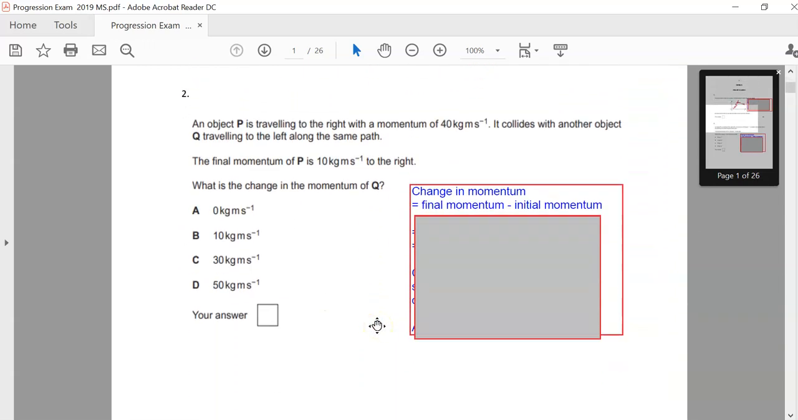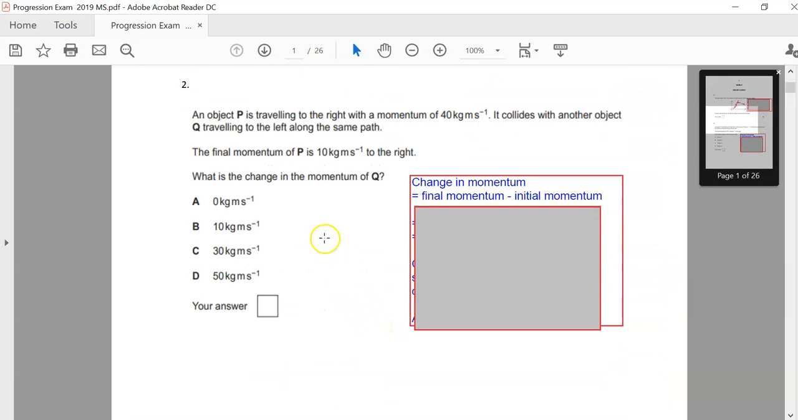Okay, let's go on to number 2. An object is travelling to the right with momentum 40 kg m/s and collides with another object travelling to the left. Now we're given some information: initial momentum 40, final momentum 10. Another important part is that it's actually asking us for the change in momentum of Q, not P. So let's go to our definition of change in momentum. It's final momentum minus initial momentum.